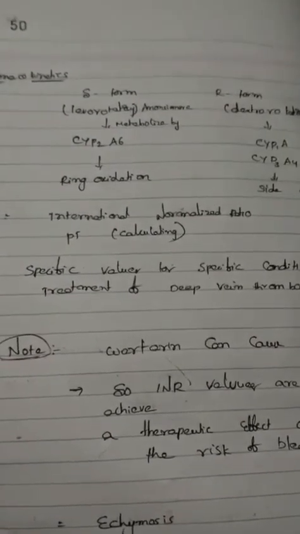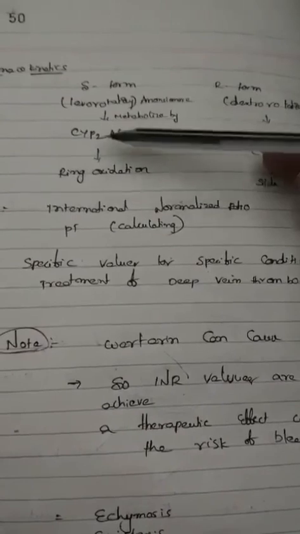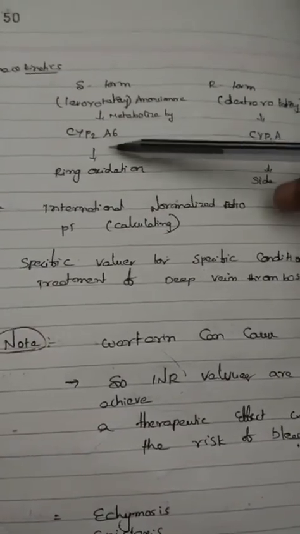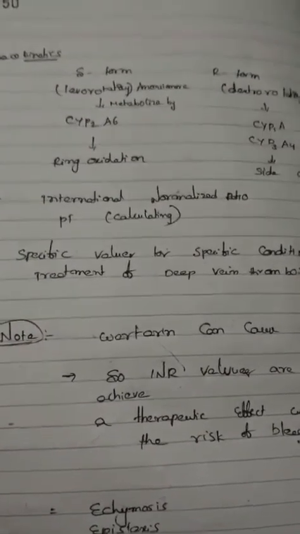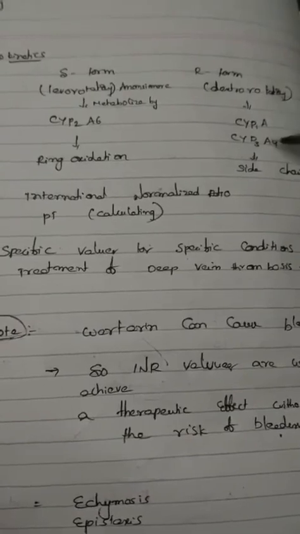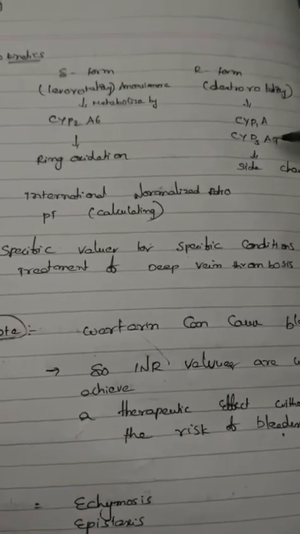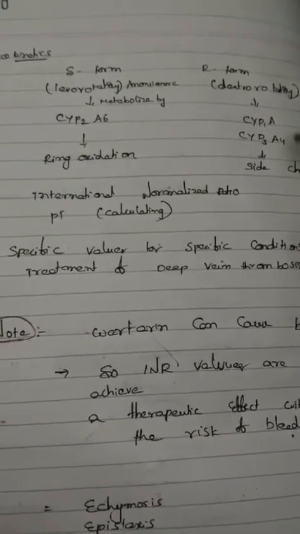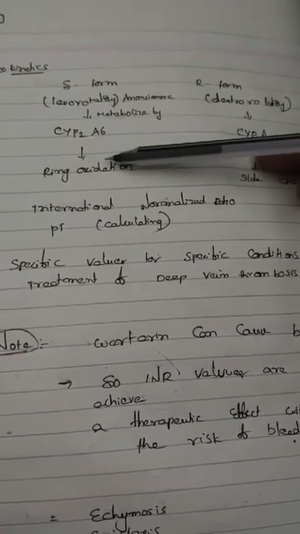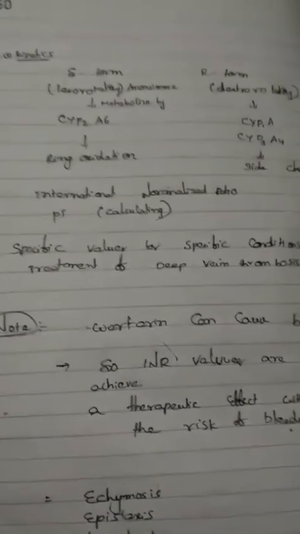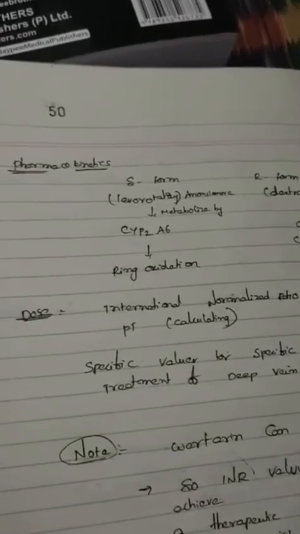The S form is the levorotatory enantiomer and the R form is the dextrorotatory enantiomer. The S form is metabolized by CYP2A6, and the R form is metabolized by CYP1A and CYP3A4. It is also metabolized by the ring oxidation method and by the side chain reduction method. So this is the pharmacokinetics of warfarin.